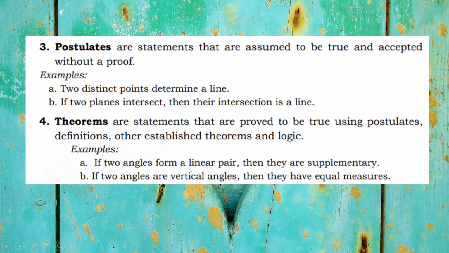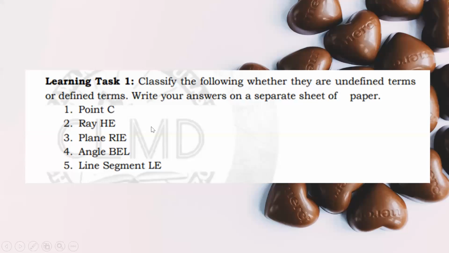Examples. If two angles form a linear pair, then they are supplementary. So this is an example of a theorem. Okay, this is learning task number 1.